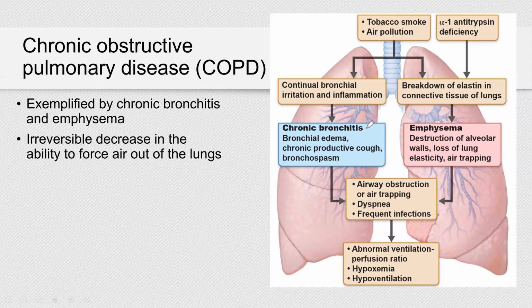So you can see here two examples, chronic bronchitis and emphysema. Now, emphysema happens when you're losing a protein called elastin in the connective tissue of your lungs. Because of that, if you don't have elastin, your lungs lose elasticity. And that's why the air cannot be forced out. Now, chronic bronchitis is inflammation of bronchi and bronchioles.